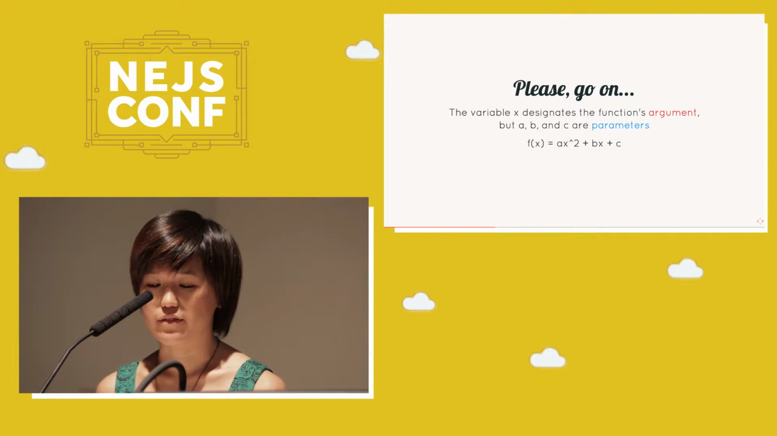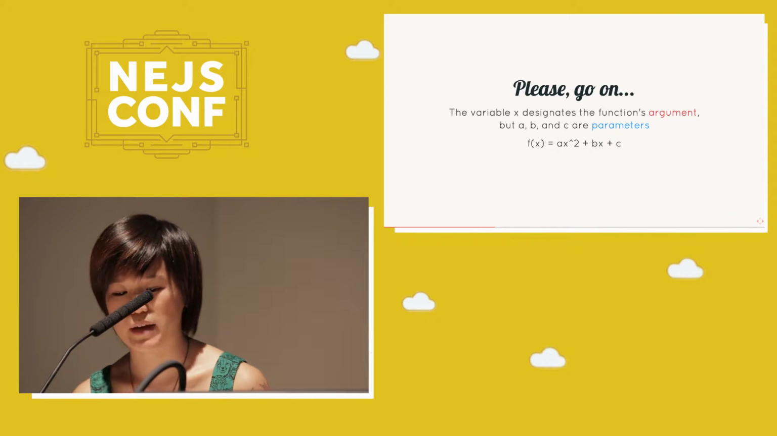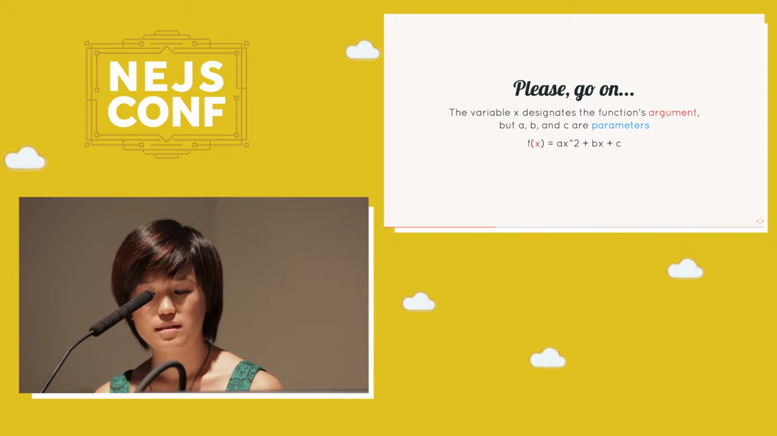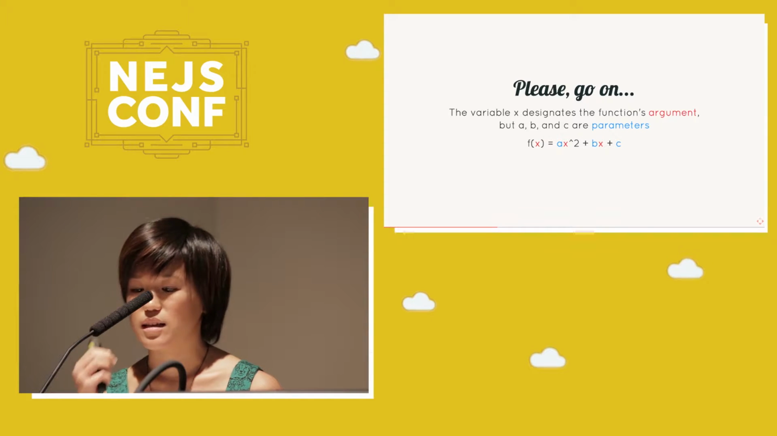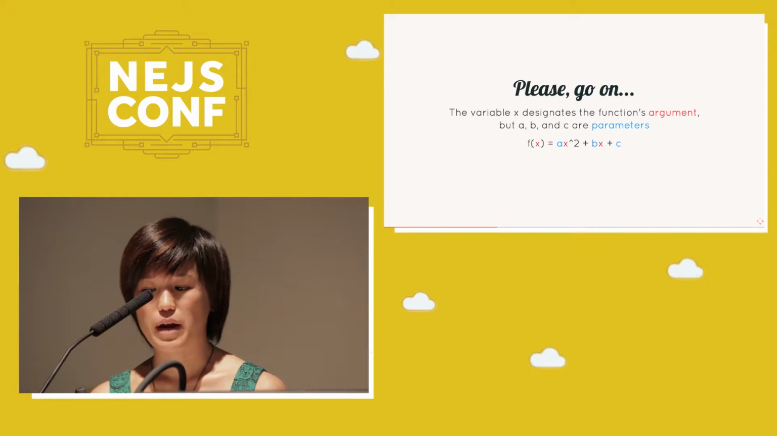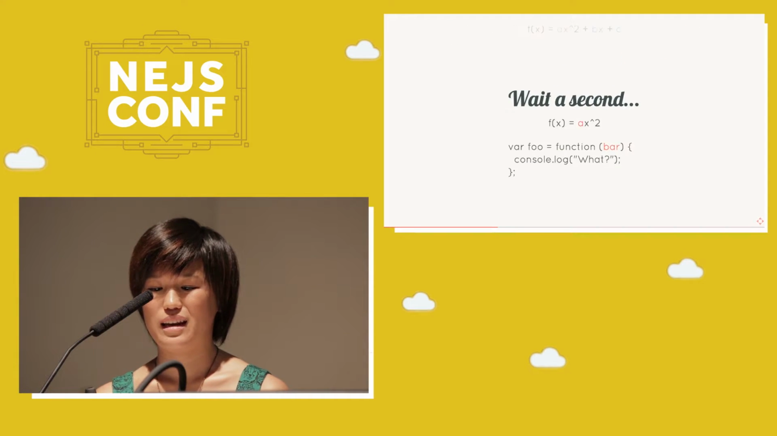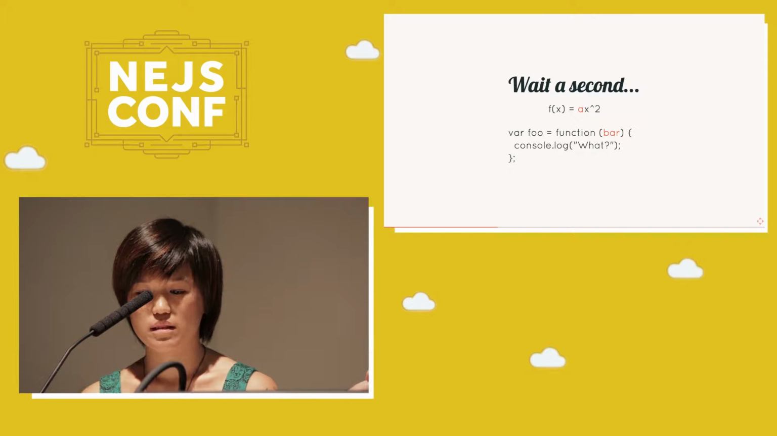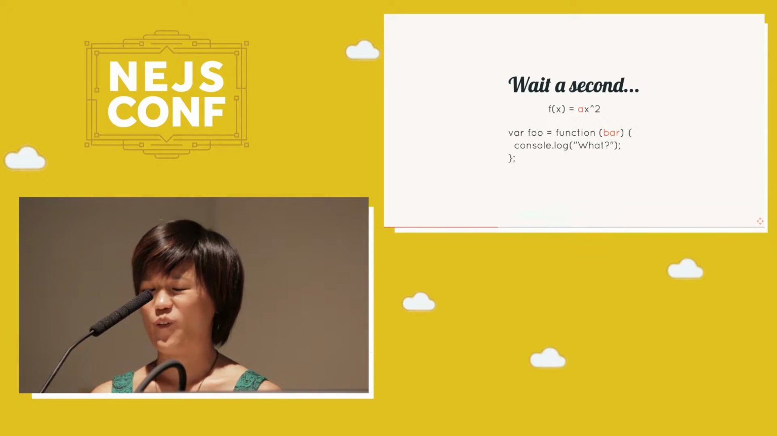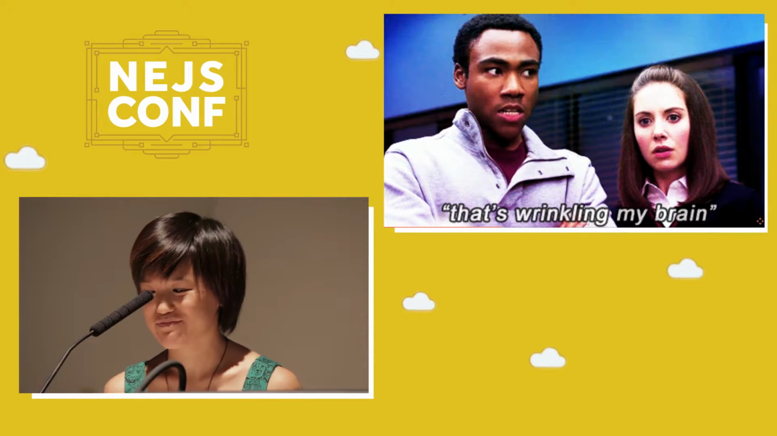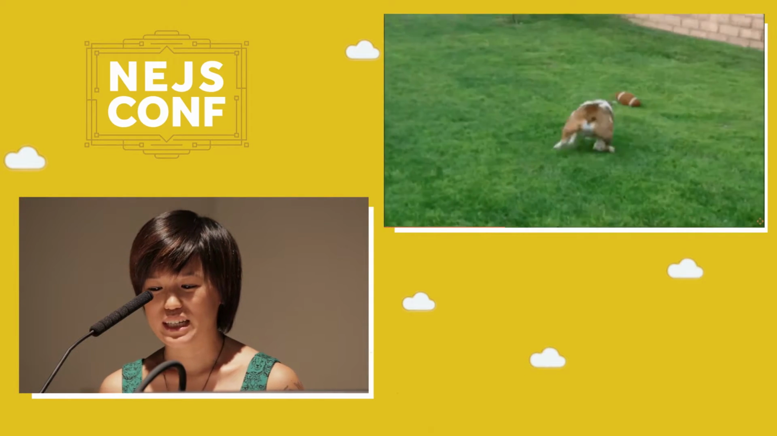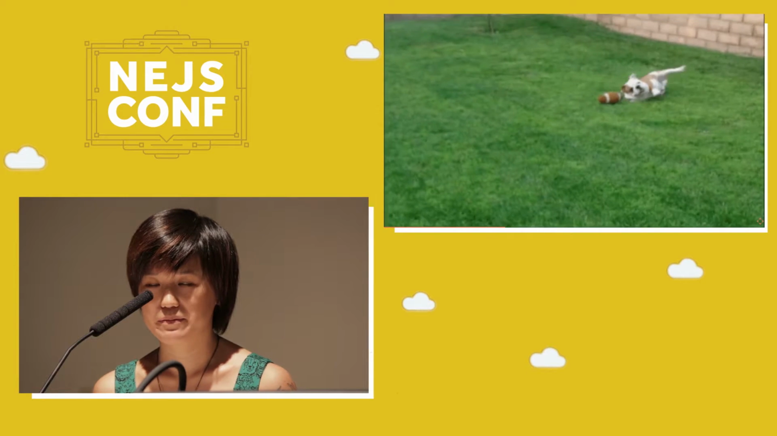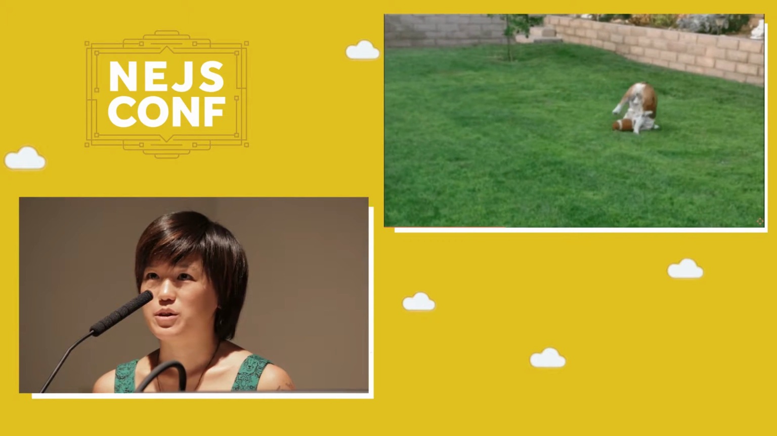And you'll see here I've got a quadratic function, for those of you who remember some of your high school math. So you see f of x, and you'll see also that x actually designates the argument, whereas a, b, and c designate the parameters. I was like, wait a second. So in these two functions, one from math, one from computer science, a is the parameter, and bar is the parameter. I was like, whoa, that's really wrinkling my brain. So the way I like to explain it is the dog is a parameter, the football is computer science.